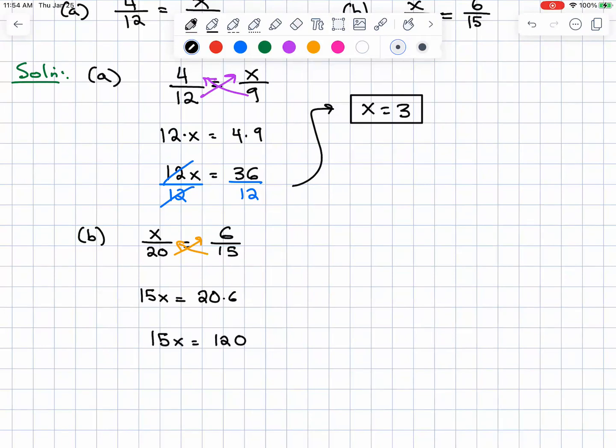To get the x by itself, we've got to get rid of that 15. Since that 15 is being multiplied into the x, we're going to divide to undo it. And that gives us it canceling on the left, and x will equal, what was it? 8.